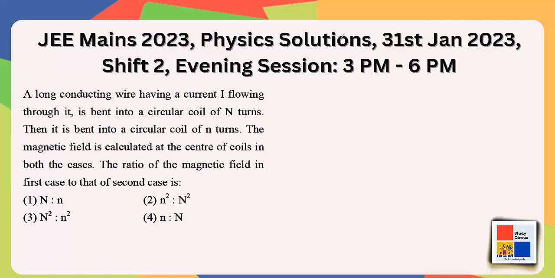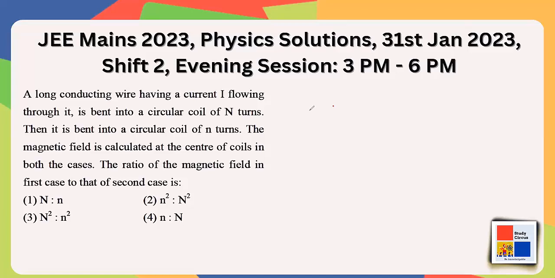So here the question says a long conducting wire having a current I flowing through it is bent into a circular coil of capital N turns, then it is bent into a circular coil of small n turns. The magnetic field is calculated at the center of the coils in both cases. You have to find the ratio of the first case to the second case, right? So again, this is a straightforward formula-based question.